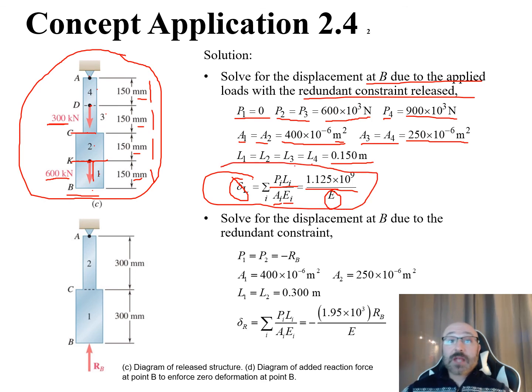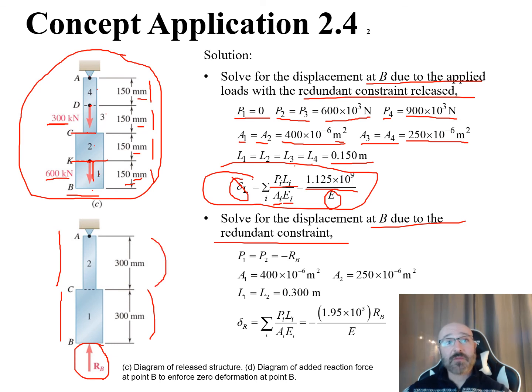From there, we can then solve for the displacement at B due to the redundant constraint. So we can see now in our diagram, we put this back in right there, R sub B. Now we're breaking this down into our two sections. The bottom section from C to B is 1, and from C to A up there is 2. So now that we're looking at the two sections, rather than 150, 150 is 300. So from C to B is a length of 300 millimeters, and C to A is 300 millimeters as well.